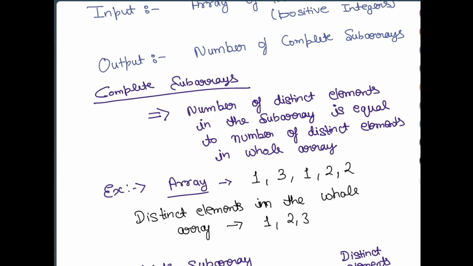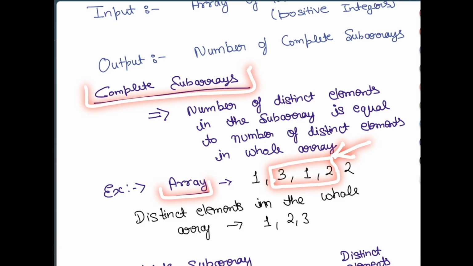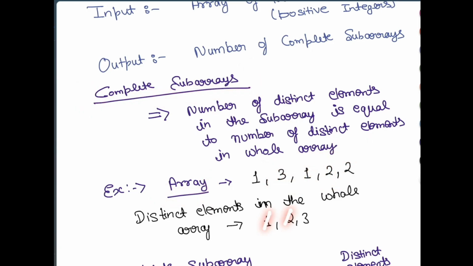For example, if this is your given input, then in this whole array, the distinct elements are 1, 2 and 3, right? Our array is made up of 1, 2 and 3. So these three are the distinct elements in the whole array. Any subarray can be called a complete subarray when that subarray has all the distinct elements in it. So in this array, this 3, 1, 2, this particular subarray can be called a complete subarray, and that's because in this subarray the distinct elements are 1, 2 and 3. In our whole array the distinct elements are 1, 2 and 3. So we can say that this is a complete subarray.